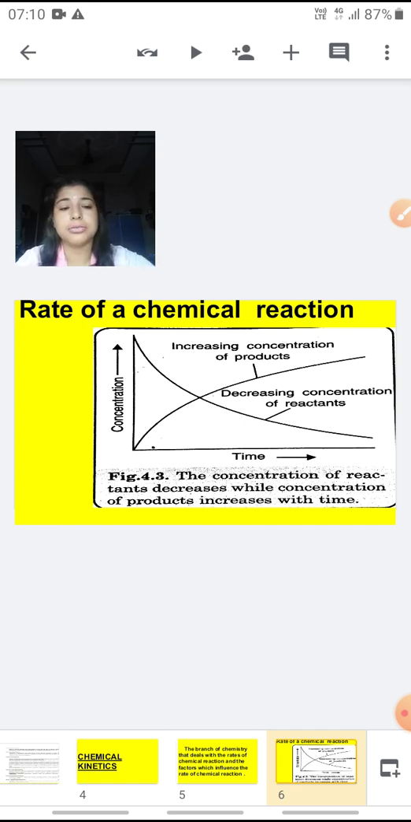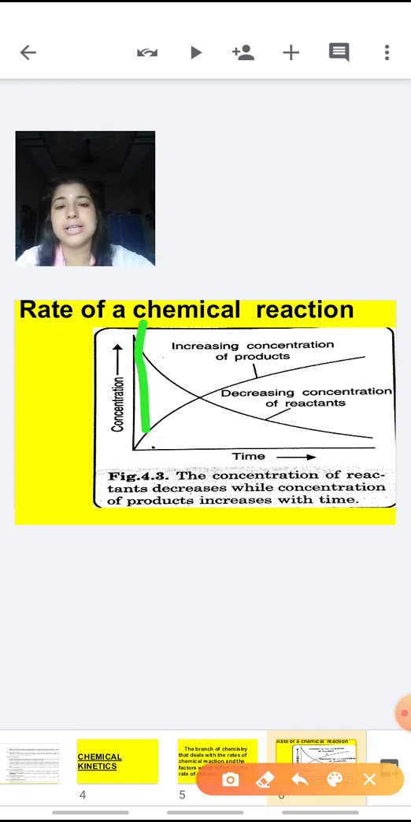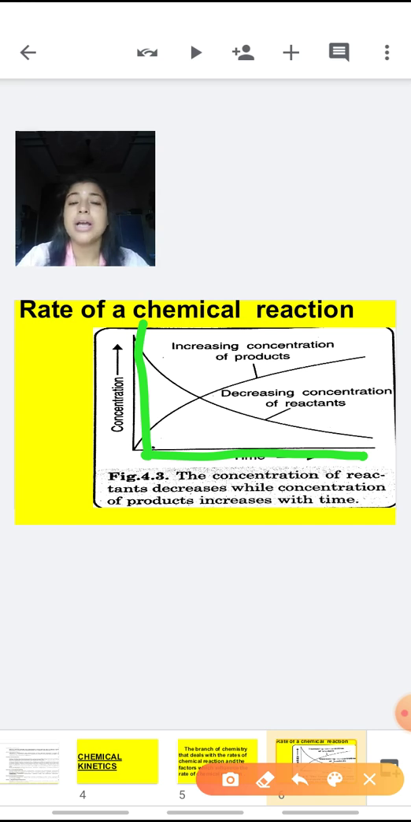Now here, on this axis is the concentration, and here is the time. We are studying the concentration-time graph. Now we all know that whenever a chemical reaction starts, we add the reactant. No product is there when the reaction starts. When the reactants are added together, they combine, they react, and under suitable conditions they result in the formation of the product.